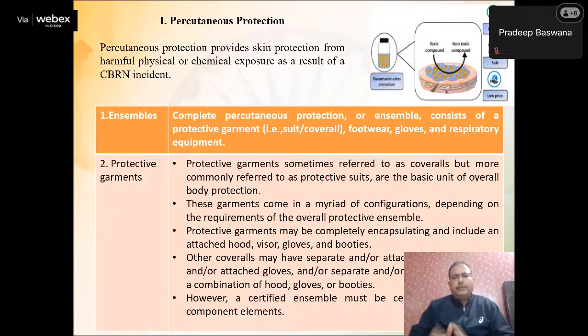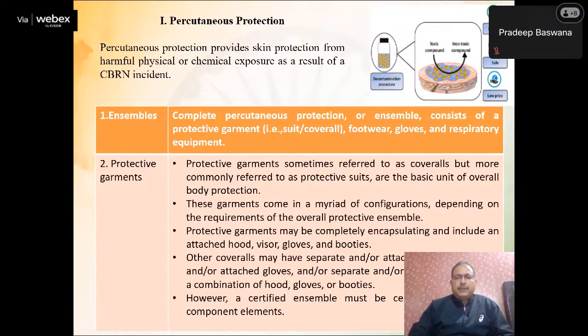And ensembles focus upon complete percutaneous protection. That means your complete skin is being protected. None of the body is exposed, and none of the agents can enter that particular PP. Next is the protective garments.